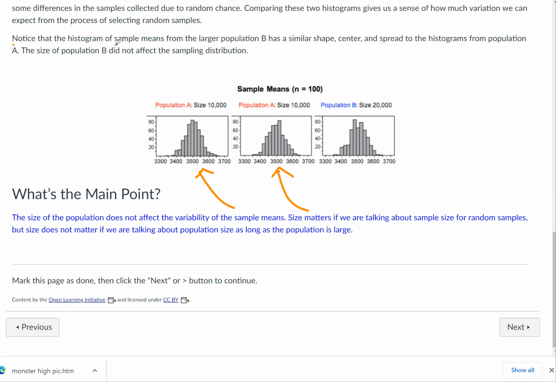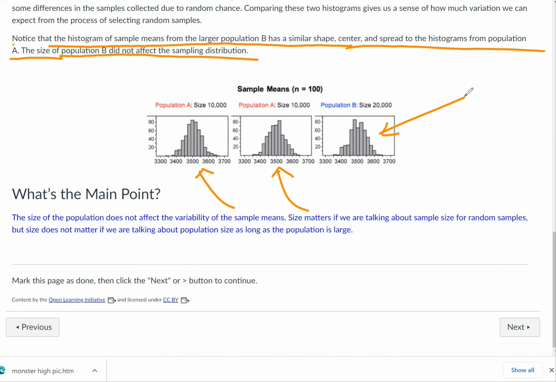But notice that the histograms of sample means from the larger population B have a similar shape, center, and spread to the histograms from population A. Kind of the same thing. This one's very similar. If you squint at all 3 of these, they almost all look the same. They're kind of the same basic width, the same height.